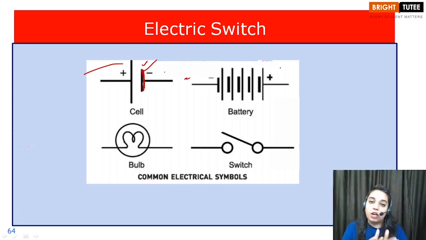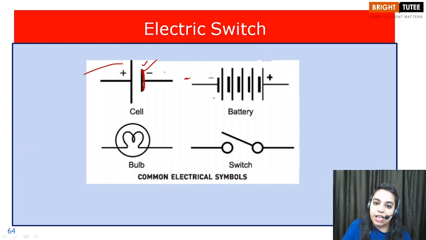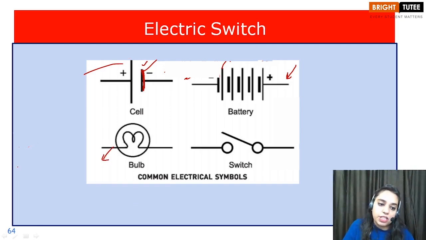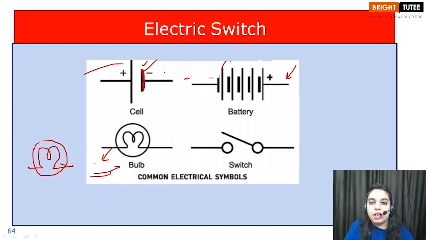Batteries are a combination of two or more cells, right? So we represent batteries like this, as we can see by different parallel lines. Again, the longer lines represent the positive terminal, while the shorter and thicker lines represent the negative terminal of the battery. Then how do we represent a bulb? We represent a bulb by representing a filament like this and then covering it with a circle. Right, children? So this represents a bulb.